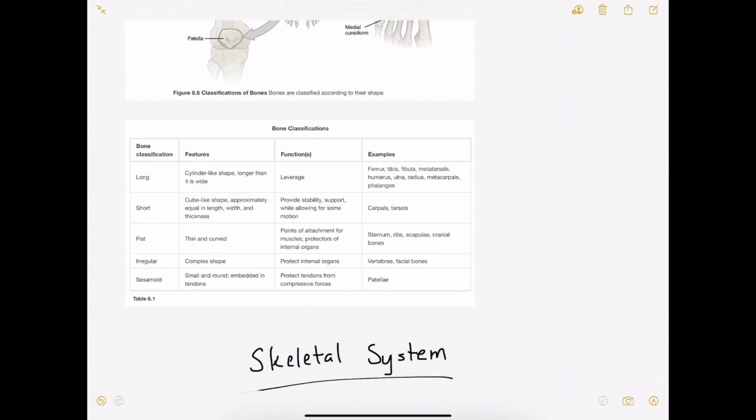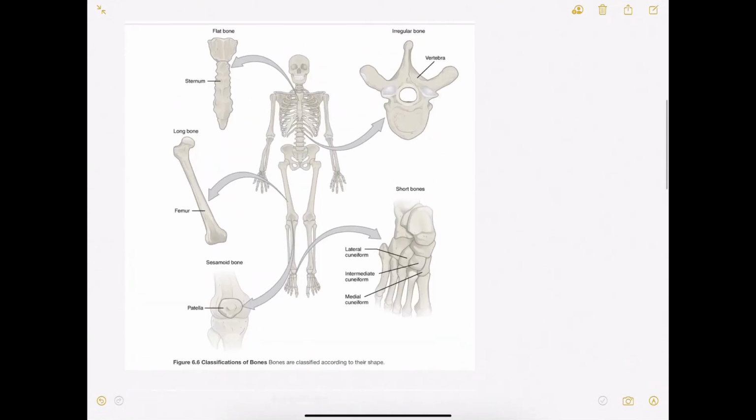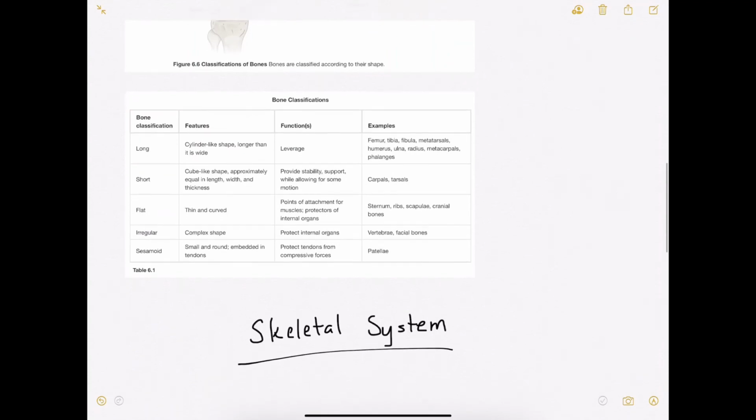And again, they protect internal organs. A really great example of irregular bones is our vertebral column, the bones of our spine, such as your thoracic bones, your cervical bones, your lumbar bones. All these bones are irregular, and a really great example again is looking at this image on the top right. We have an example of one of the bones in our vertebral column, which we'll go more in depth in our future videos.